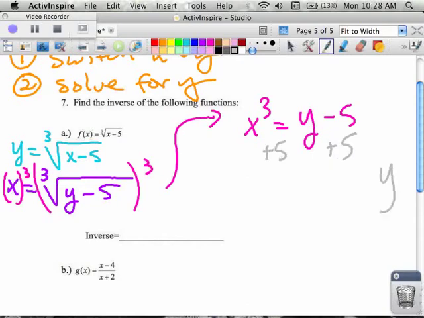And I end up with y equals x cubed plus 5. That's my inverse. I probably should write it like this. The reason they use that f minus 1 thing is to distinguish the inverse function from the original function, so that there is no doubt which one's which.